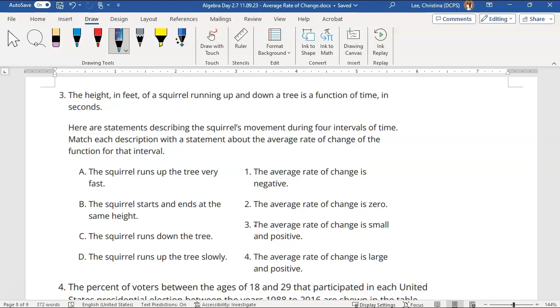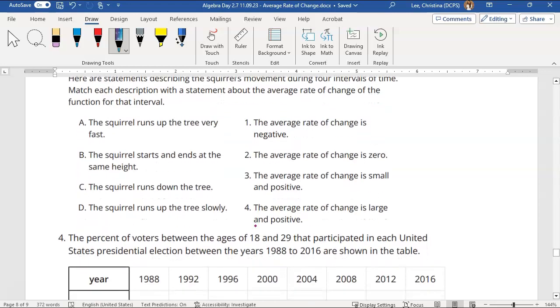So the squirrel runs up the tree very fast. If the squirrel is going up the tree very quickly, then the average rate of change would be large and positive, right? Because they would be going a big distance over a short amount of time. And so that slope would be very steep and therefore very large and positive. The squirrel starts and ends at the same height. The average rate of change is 0.